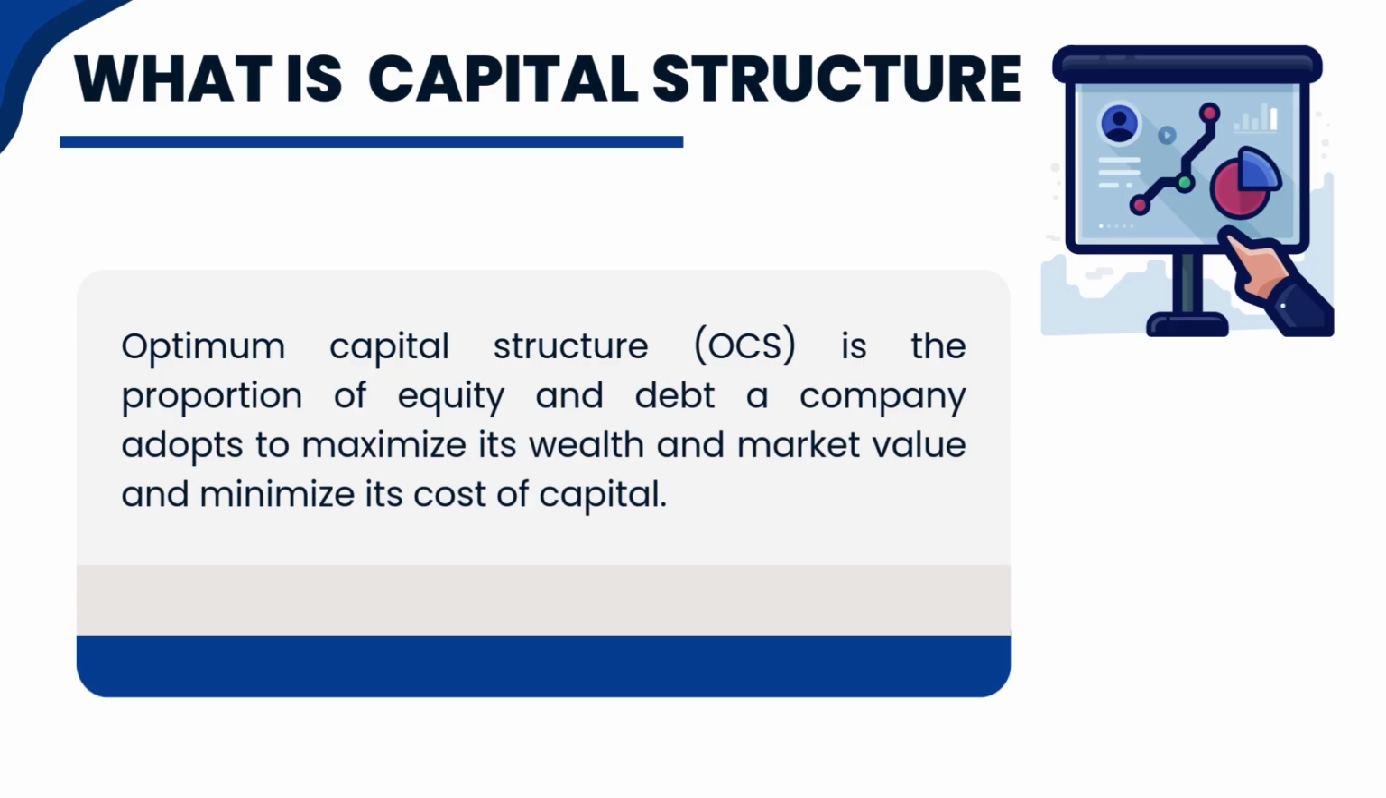It means finding the right balance between borrowing and sharing. So, if you borrow too much, you might have trouble paying it back. If you share too much, you'll have to share all the money you make. So, optimal capital structure helps you make the most money while managing the risk of borrowing.